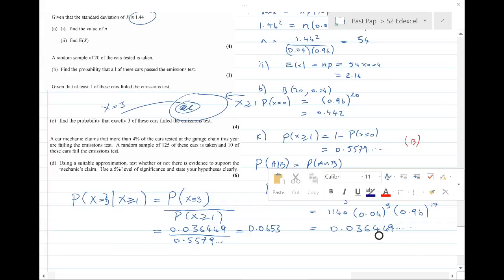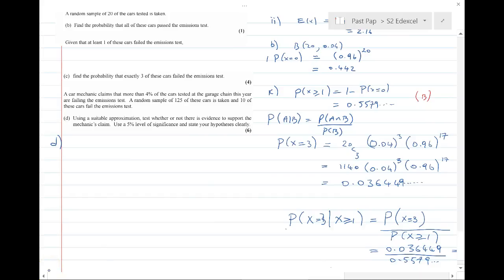So that's part C done. Let's now go to part D, and then that's the paper complete. We finish off with a hypothesis test using an approximation. The null hypothesis here, as it always is in these situations, is that there's no change and that it's 4%. The null hypothesis should always have equality, no matter what the words are. The null hypothesis in these questions is always that there's no change in probability.